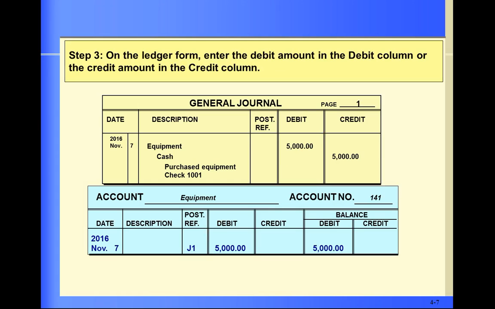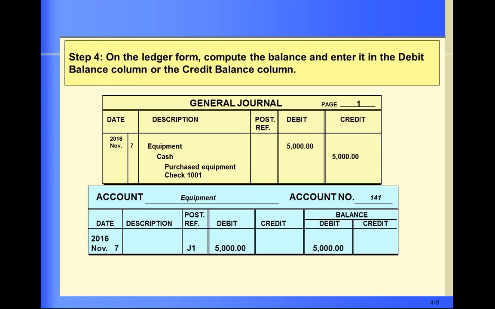Step 3, we're going to enter the information from the debit side of the journal. And this is now going to become a debit entry on the ledger account itself. Next, we're going to update the balance from that debit entry. Since equipment is an asset account, it's going to have a normal debit balance. So a $5,000 debit entry is going to increase that to a $5,000 debit balance.